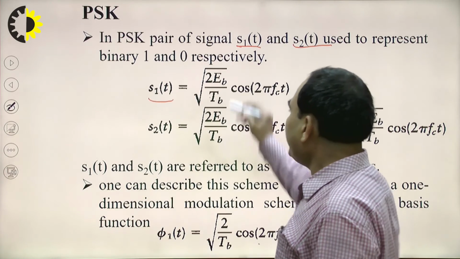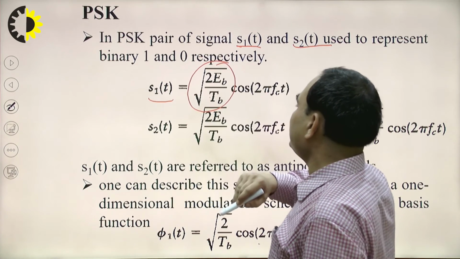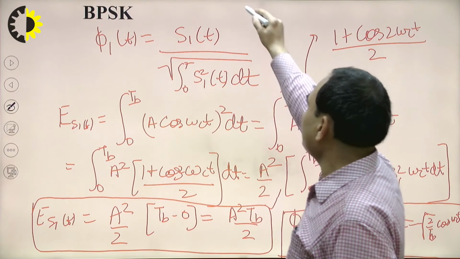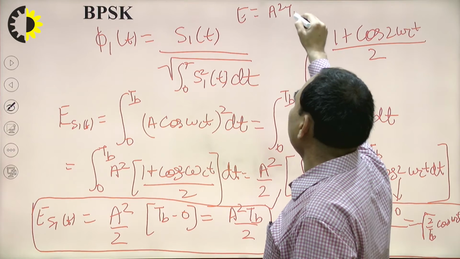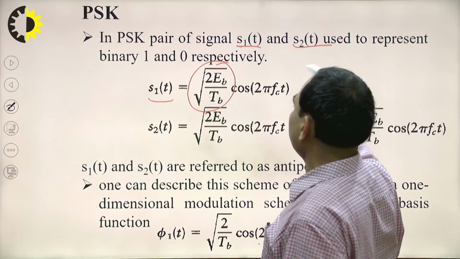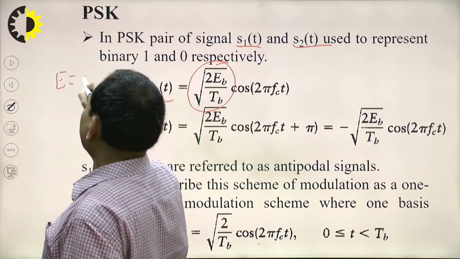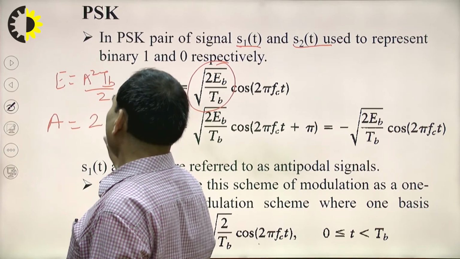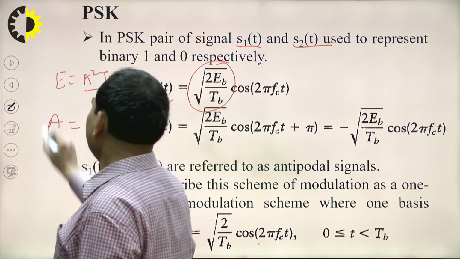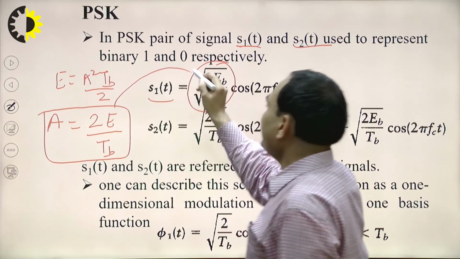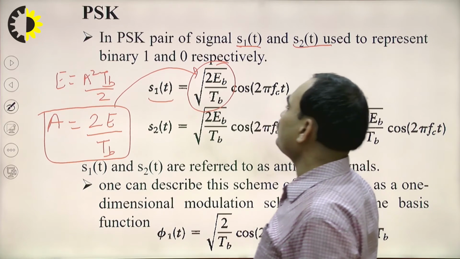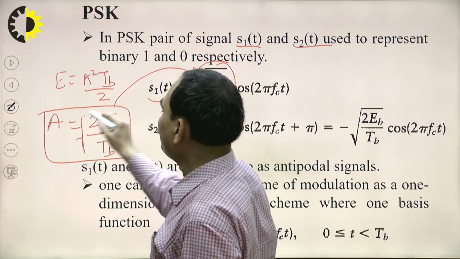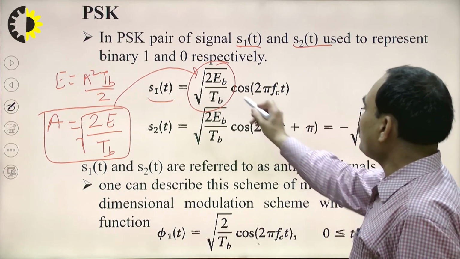Okay. So how are we writing this amplitude in terms of energy? Here we can see that energy is given by A squared Tb by 2. So we can write the amplitude in terms of energy: A squared is twice the energy divided by Tb. So we write A as the square root of 2 Eb by Tb, cos of 2 pi fc t. Here we have an A squared term, so we have the square root.